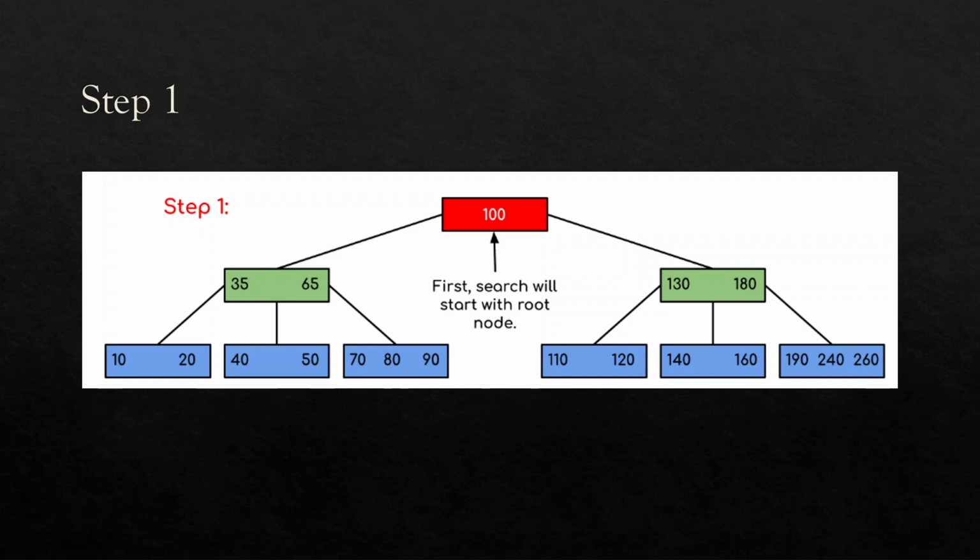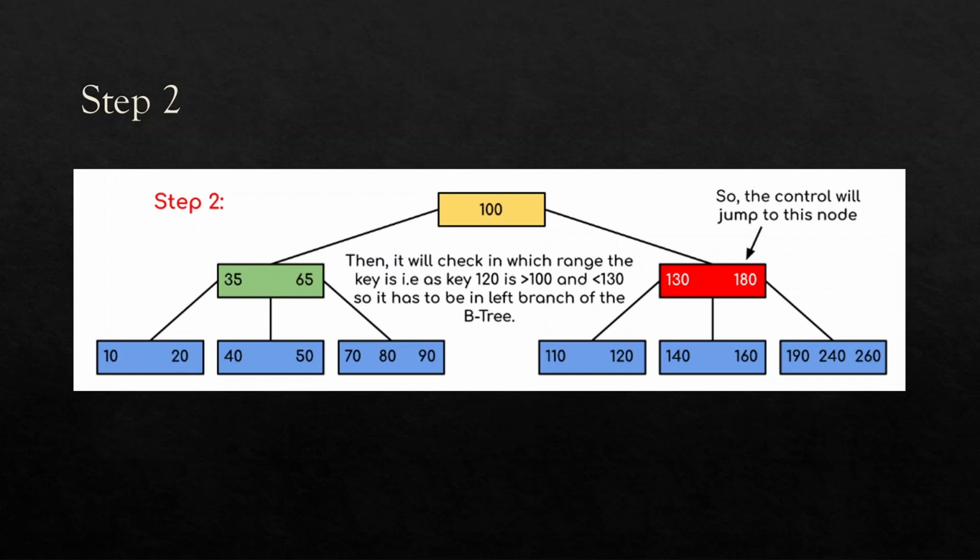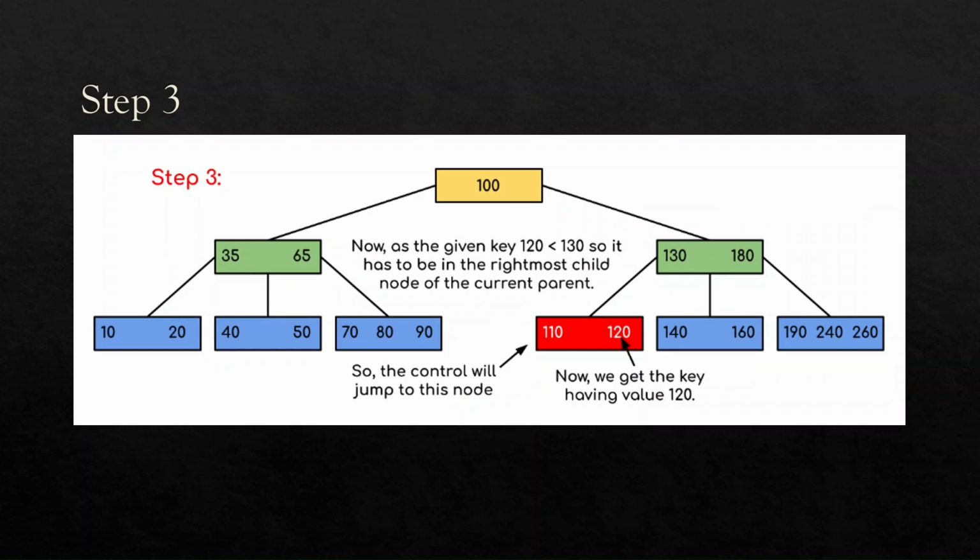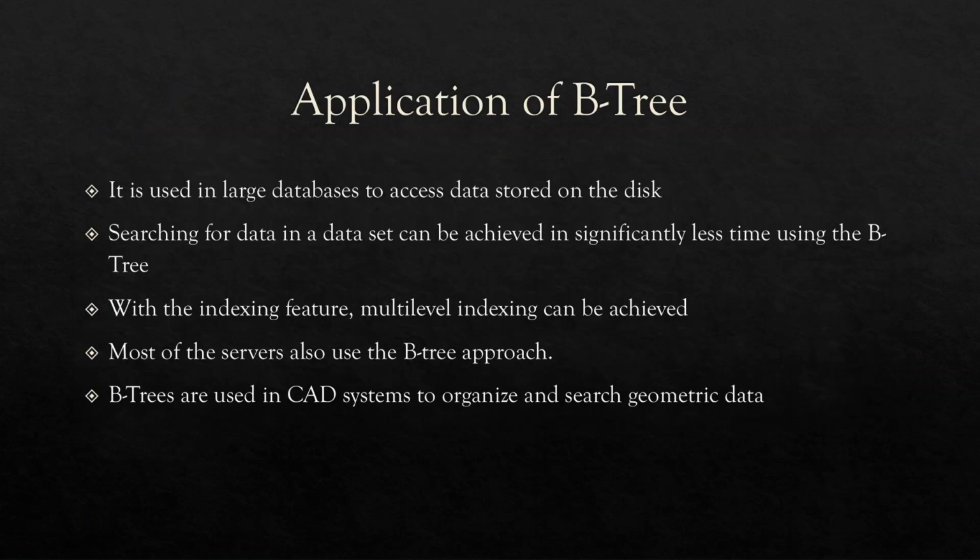First, the search will start at the root node. Then it will check whether 120 is greater than or less than 100, and then it will recurse down to the right side. It will find out that 120 is less than 130. So it will go to the left side, and you will be finding the 120 element on the left side of 130.